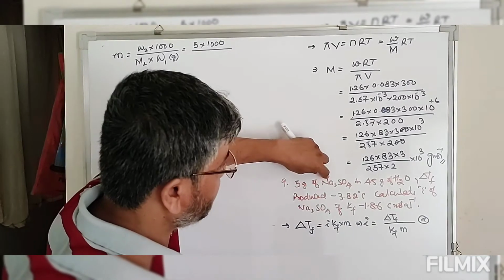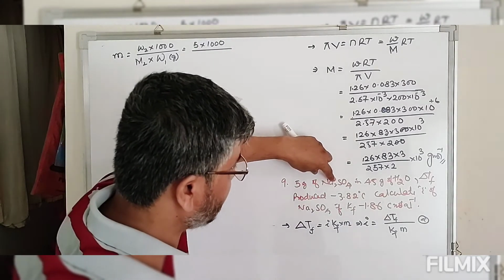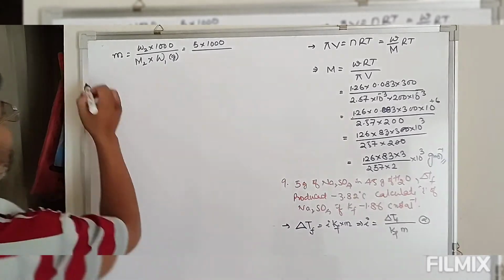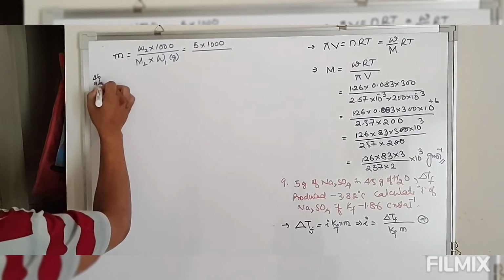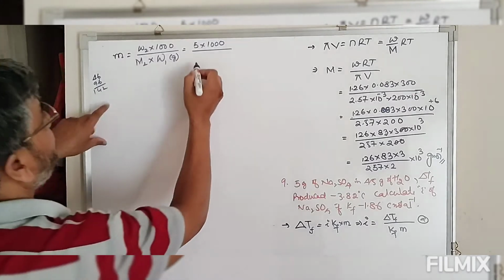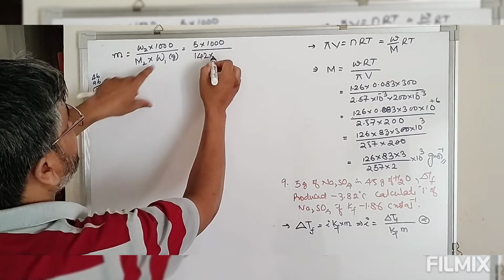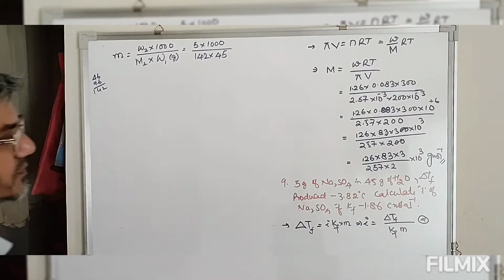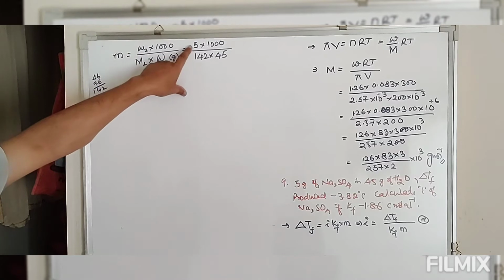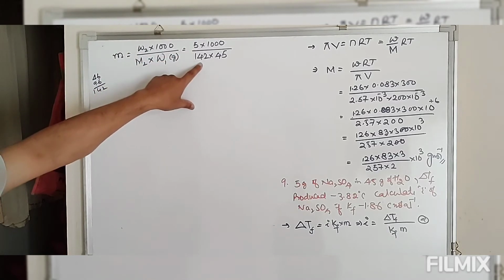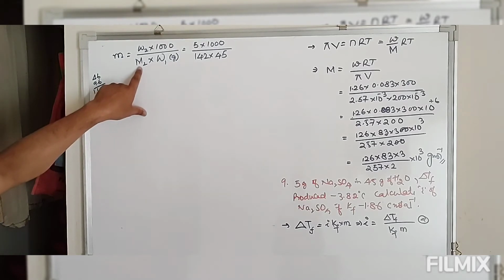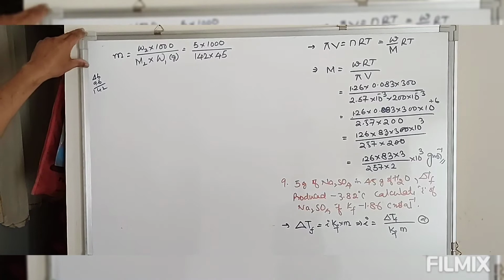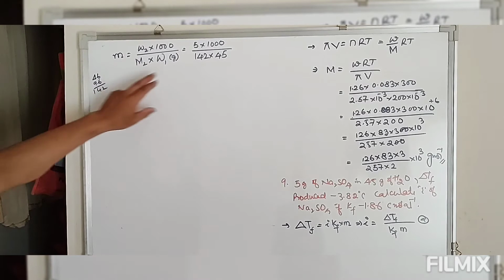Sodium is 23 into 2, 46 plus 96. So we have 142 into 45 grams. So this is the molality, mass of solute divided by molar mass. Molar mass of solute sodium sulfate is sodium 23 into 2, 46 plus 96, so 142. So this is the molality.